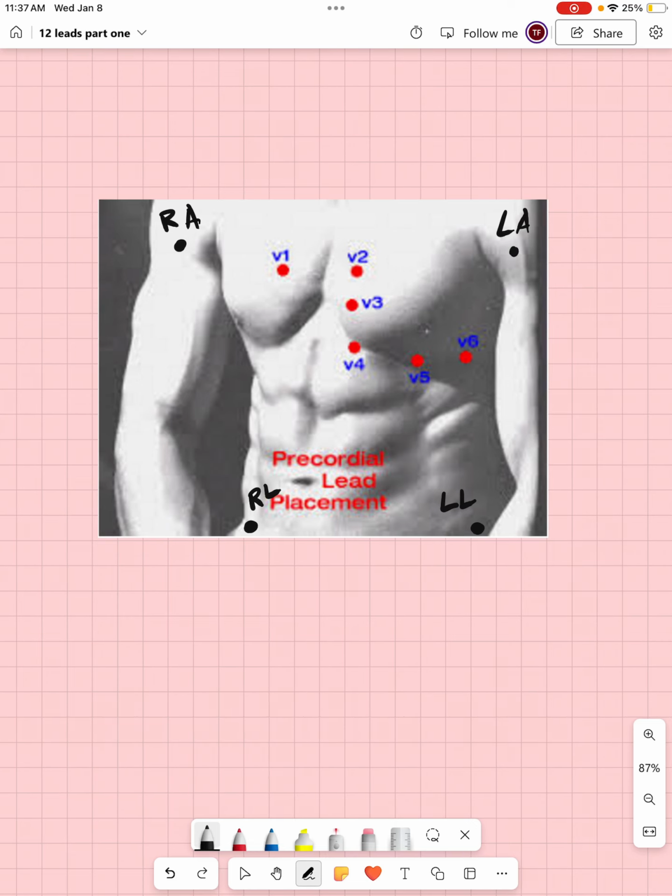Last but not least, we got V6. It's going to be level with V5 at the mid-axillary line, basically midway point of the armpit is what we're looking at.